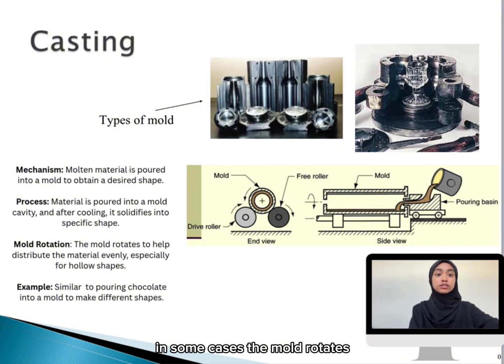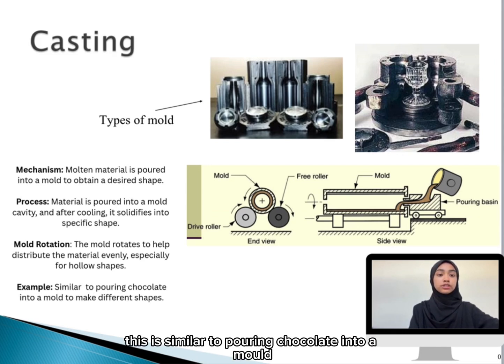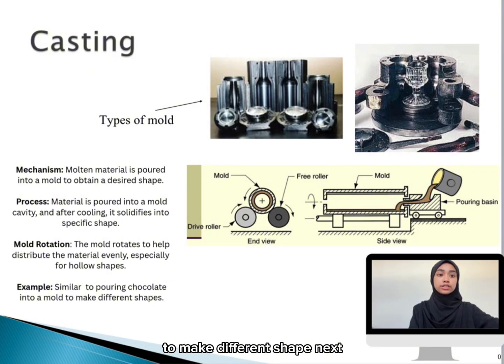In some cases, the mold rotates. This helps distribute the material evenly, especially for a hollow shape. For example, this is similar to pouring chocolate into a mold to make different shapes.